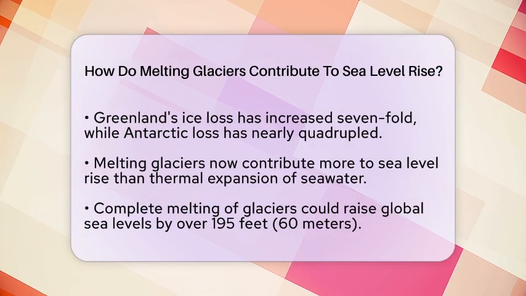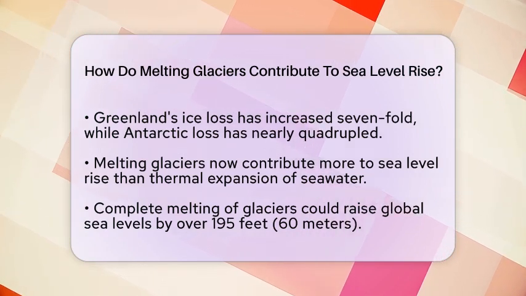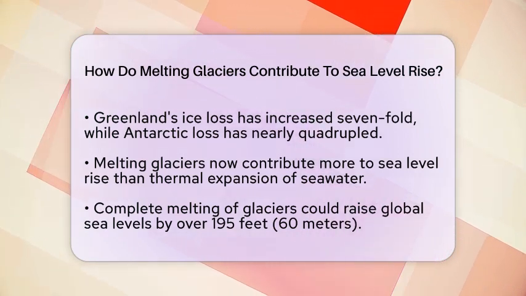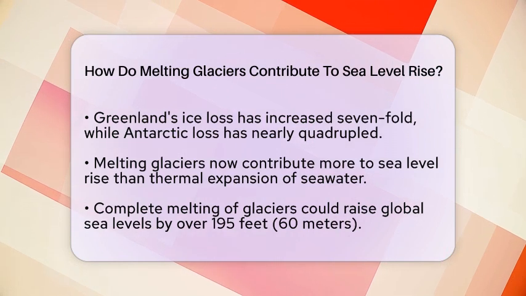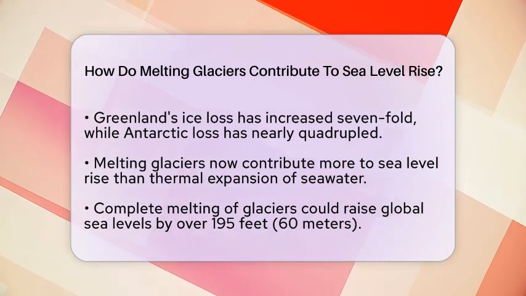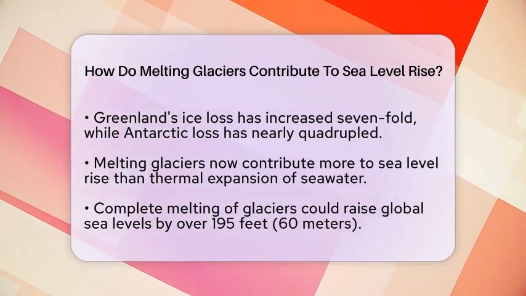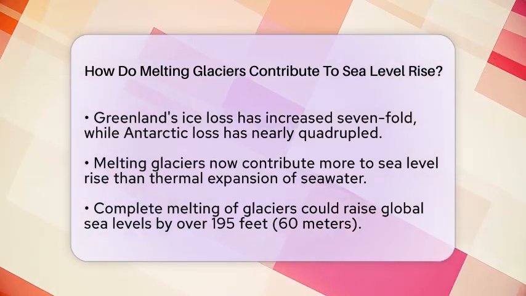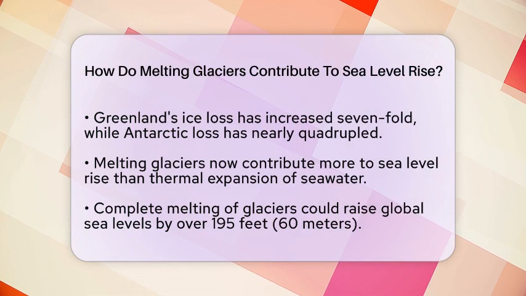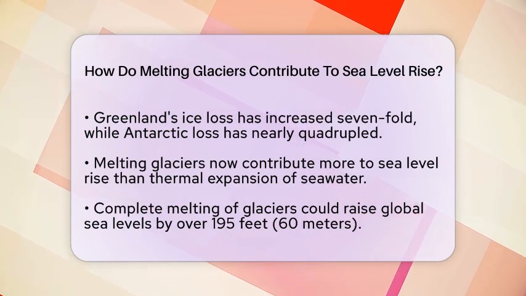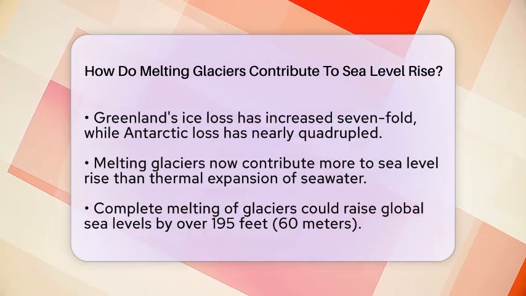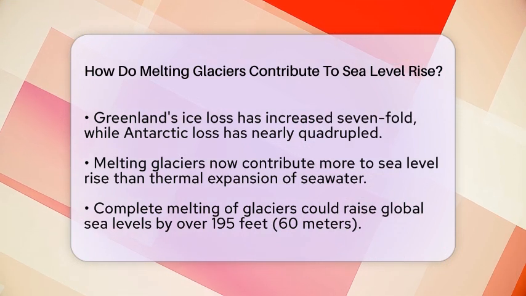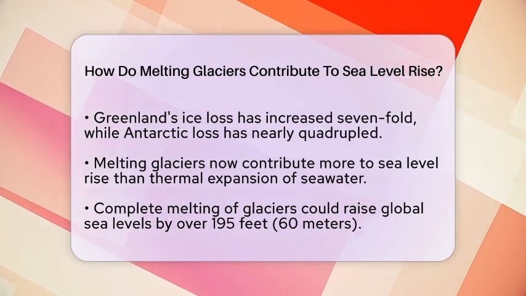If all glaciers and ice sheets were to melt completely, global sea levels could rise by more than 195 feet, which is about 60 meters. This highlights the vast amount of freshwater stored in polar ice. While a complete melt would take many centuries, ongoing processes like the formation of vertical shafts that channel meltwater to the base of the ice and the collapse of ice shelves could speed up ice loss and sea level rise.